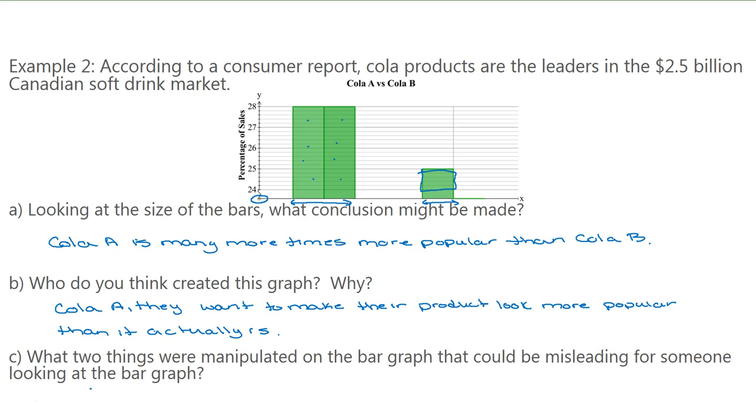So let's say that the bar widths are different, and the vertical scale does not start at 0.